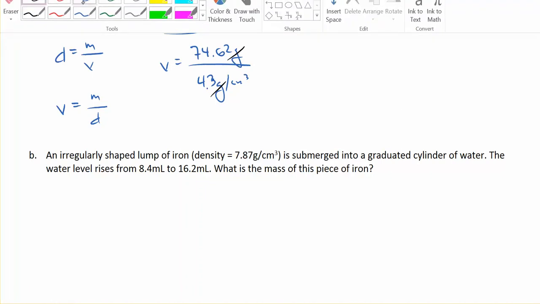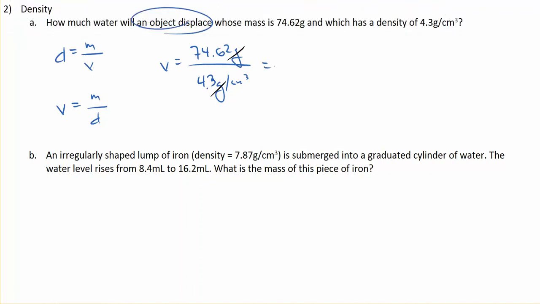Grams will cancel. When I do this math out, I find the volume is equal to 17.35 centimeters cubed. However, because I only have two significant figures in my density measurement, I need to round that to two significant figures. 17 cubic centimeters. Now the question does read how much water will an object displace, so the best is probably to convert this from centimeters cubed to milliliters, as that's a better measurement of volume. Recall that 1 centimeter cubed equals 1 milliliter, so that conversion is simple to do.